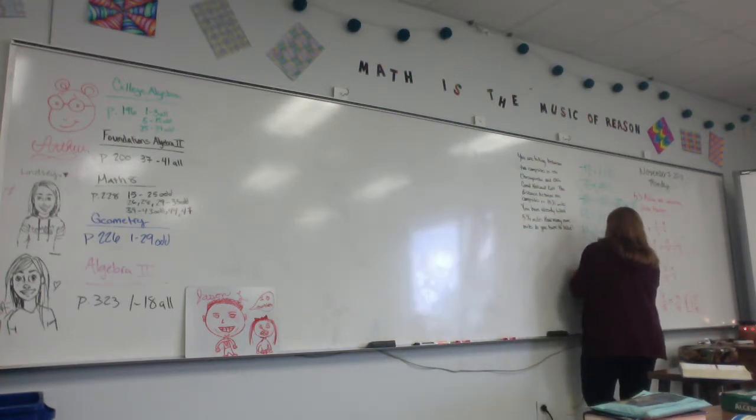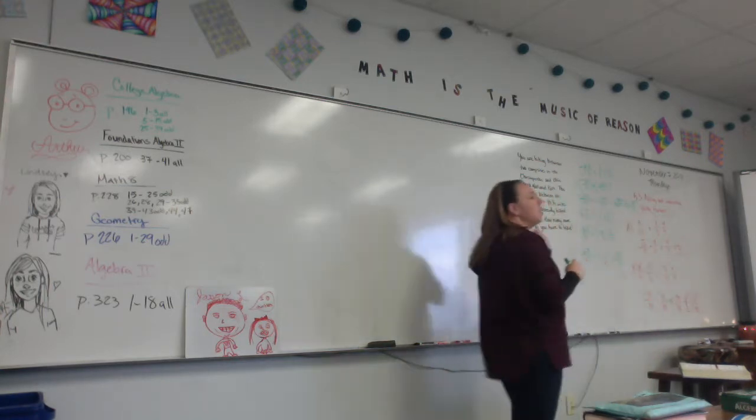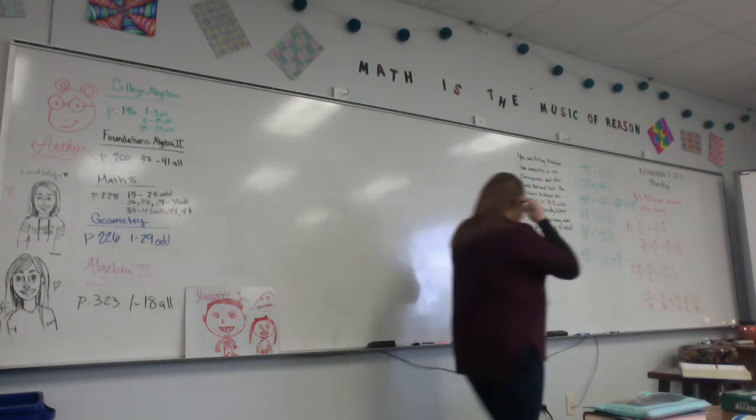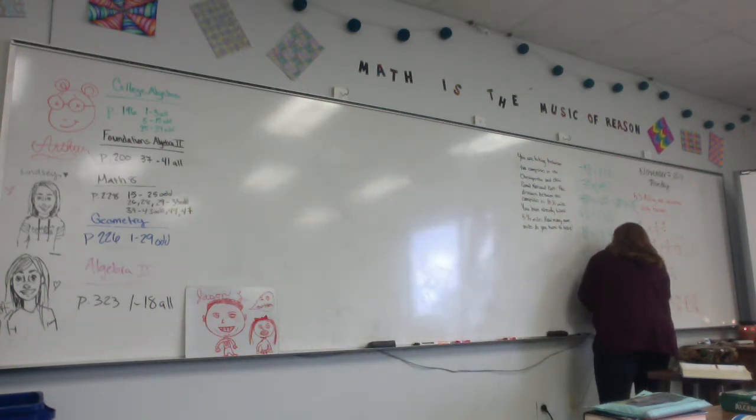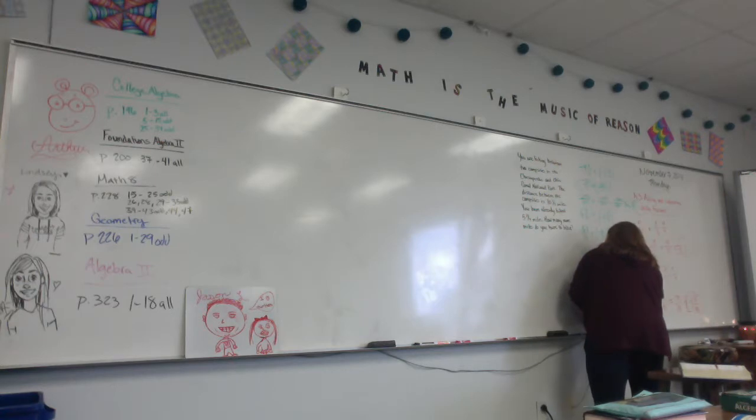55 over 10. How does that transfer into a mixed number? How many sets of 10 go into 55? 5 and 1/2, because I get 5 and 5/10. Beautiful. And so then I change it to 5 1/2.